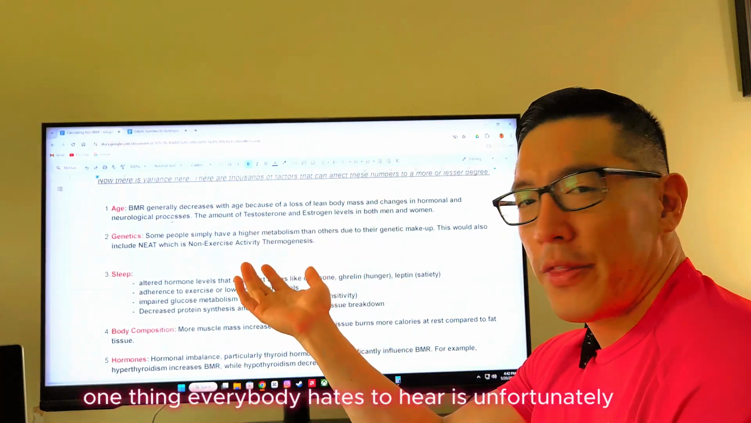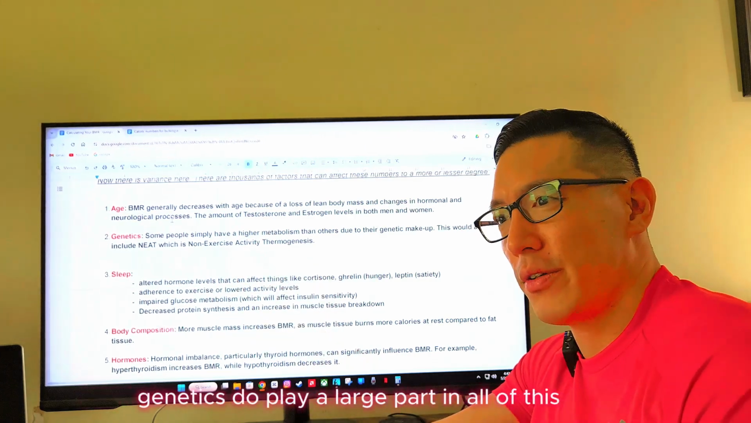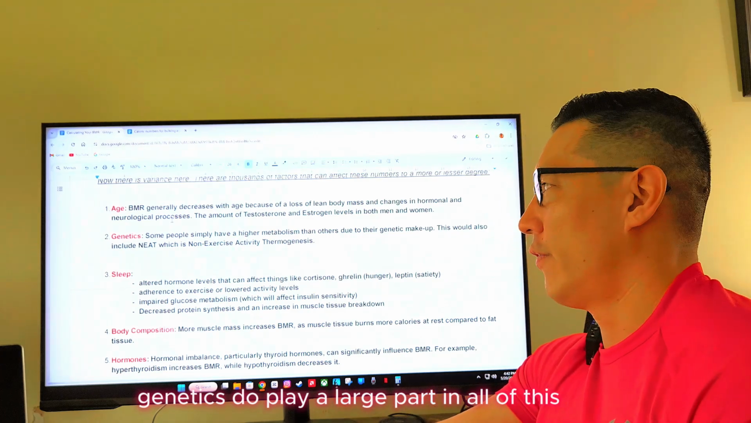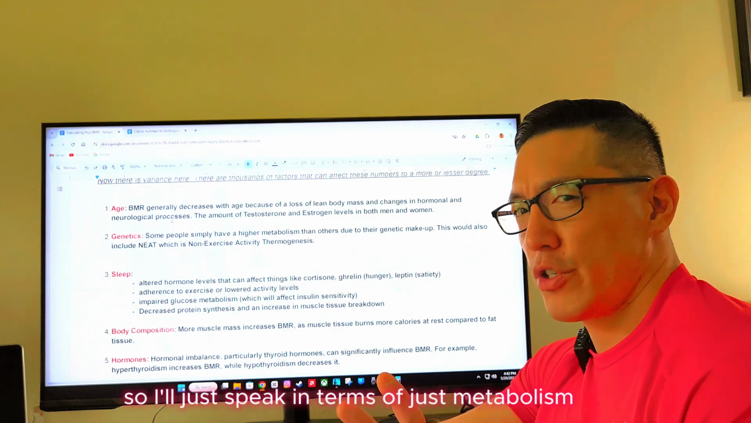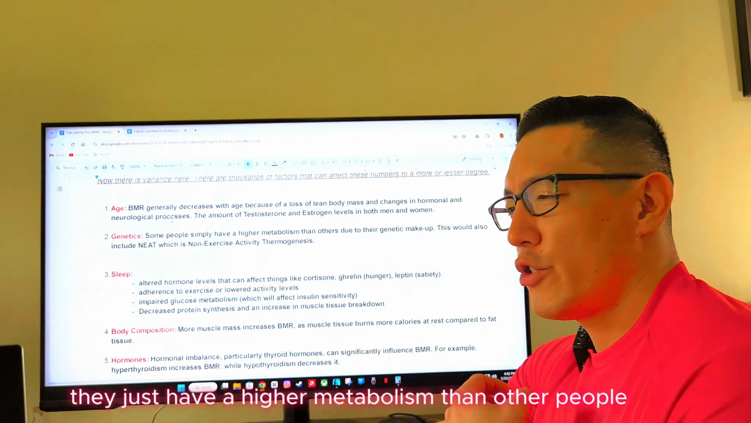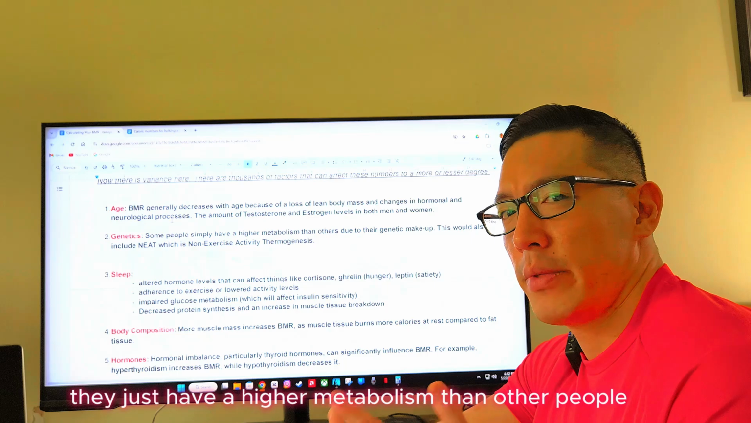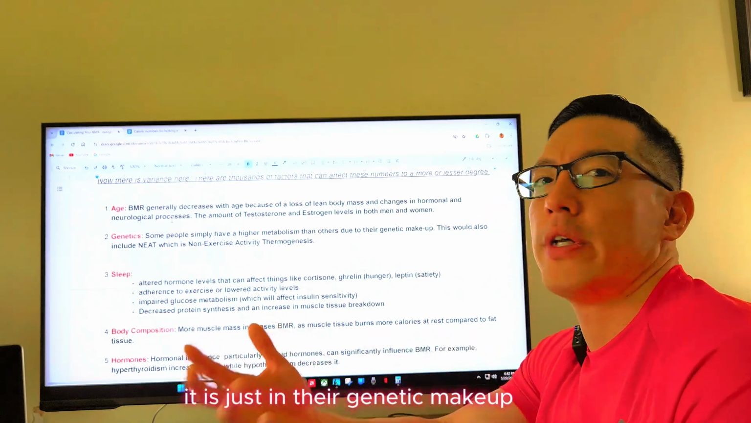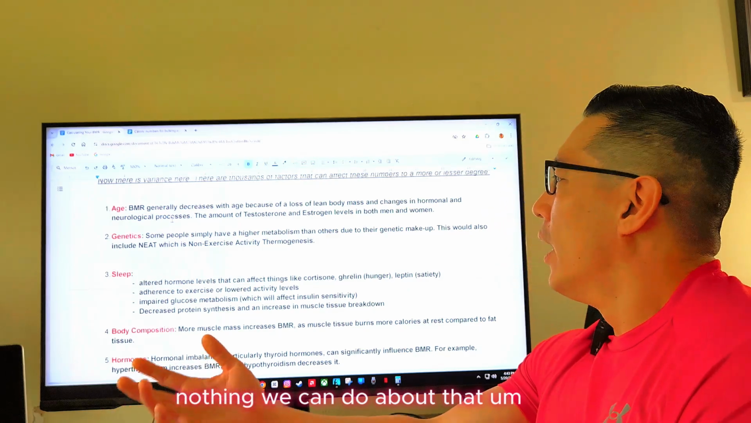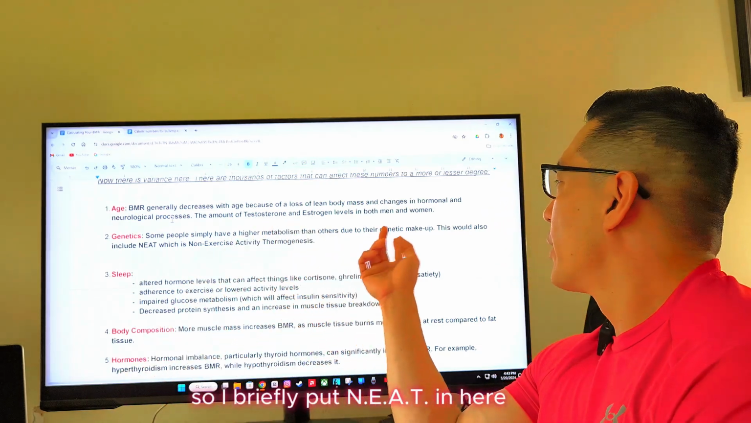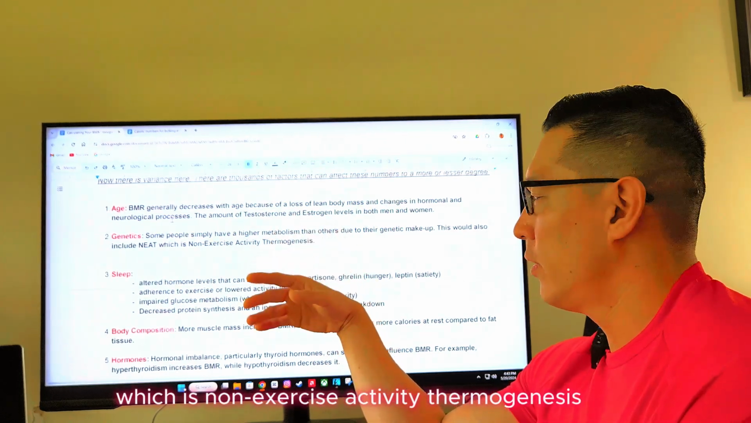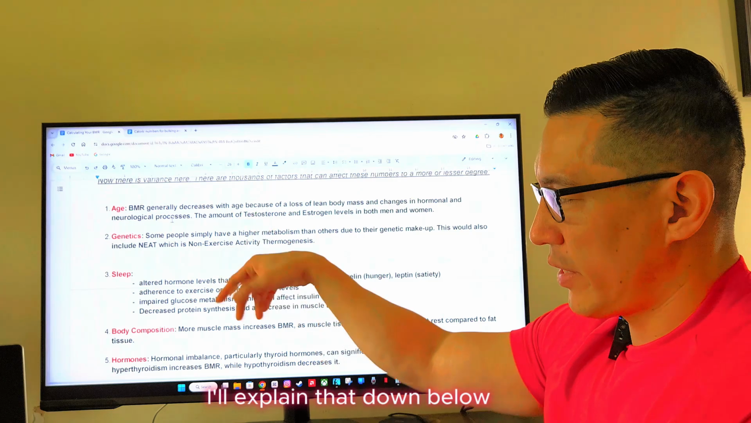Genetics. One thing everybody hates to hear is, unfortunately, genetics do play a large part in all of this. So I'll just speak in terms of just metabolism. Some people just have a higher metabolism than other people. It is just in their genetic makeup. Nothing we can do about that. So I briefly put NEAT in here, which is non-exercise activity thermogenesis. I'll explain that down below.